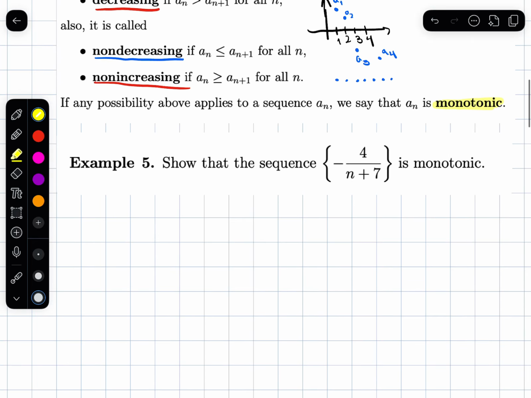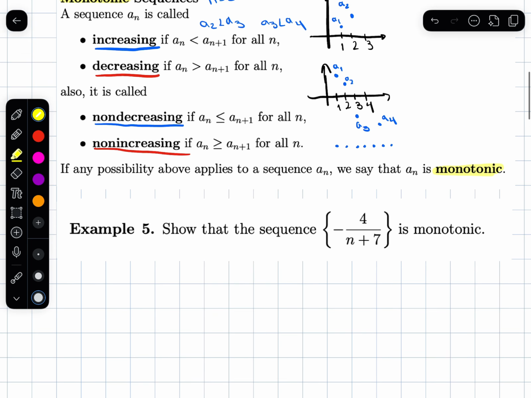Now, if I'm given this example right here, and I want to show that this sequence is monotonic, what I want to show is one of these four possibilities. Just by looking at this, if I stop to think for a second, I can see that negative 4 over n plus 7, forget about this negative for a second, just think about the fraction. As n becomes bigger and bigger, 4 is being divided by a bigger and bigger number. So the result is getting smaller and smaller. So it will be something that goes down.